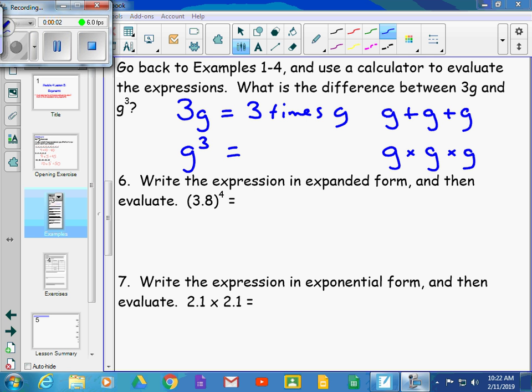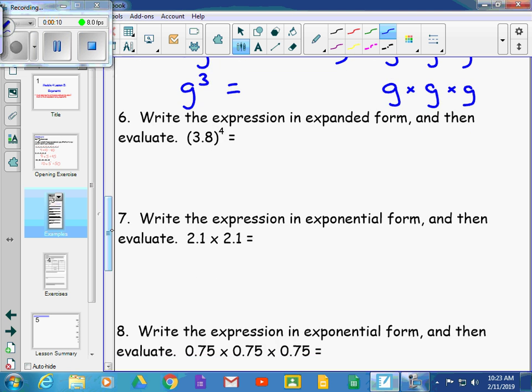Now we can also use decimals and fractions with exponents as well. Number 6 says, write the expression in expanded form and then evaluate. We have 3.8 to the fourth power. Now the parentheses on there, all it does is keep everything inside there together, so that we're not confused as to what the exponent goes with. It's not just with the 8, but with the 3.8.